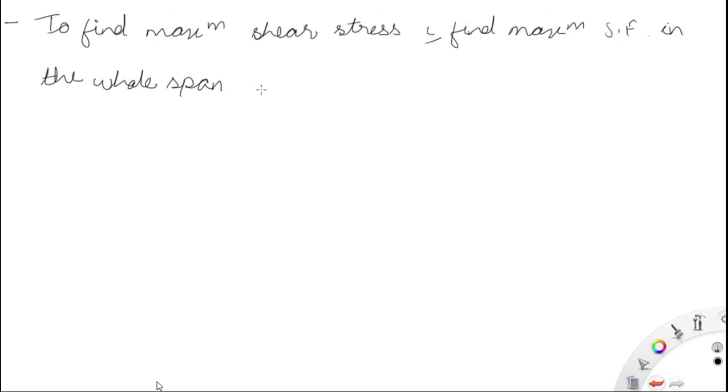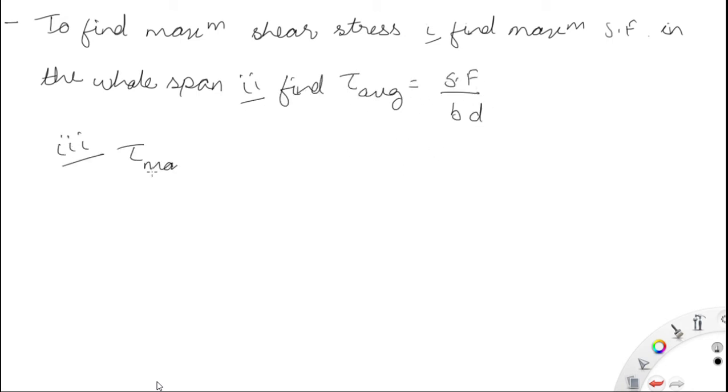So if you are asked in any cross section to find the maximum shear stress, then first of all find the maximum shear force in the whole span. In the whole span, first of all find the maximum shear force acting at any cross section. Means the cross section will be the same, but along the length you have to find at which point the maximum shear force is acting.